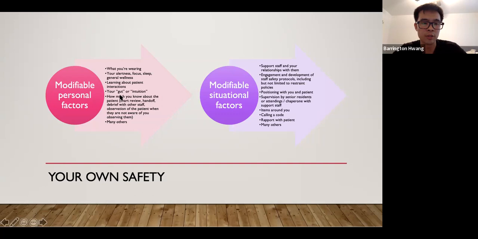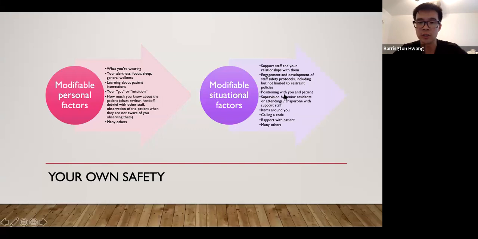You can do as much as you can if you want to pre-chart on a patient or get handoff. Patient rapport is also a modifiable situational factor: patient rapport in the moment, and support staff, your relationship with them. Sometimes having good relationships can be really helpful. Then there's knowledge of the safety protocols at your hospital, physical and chemical restraints. I think that's a very nuanced conversation, not for today.